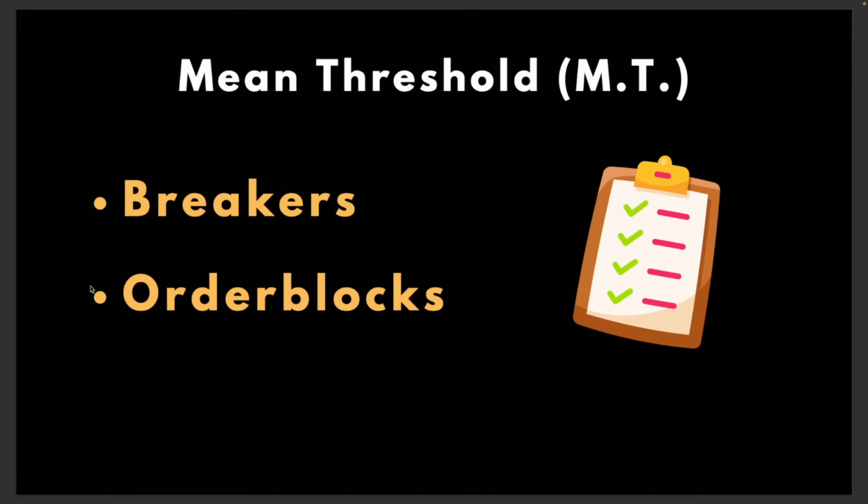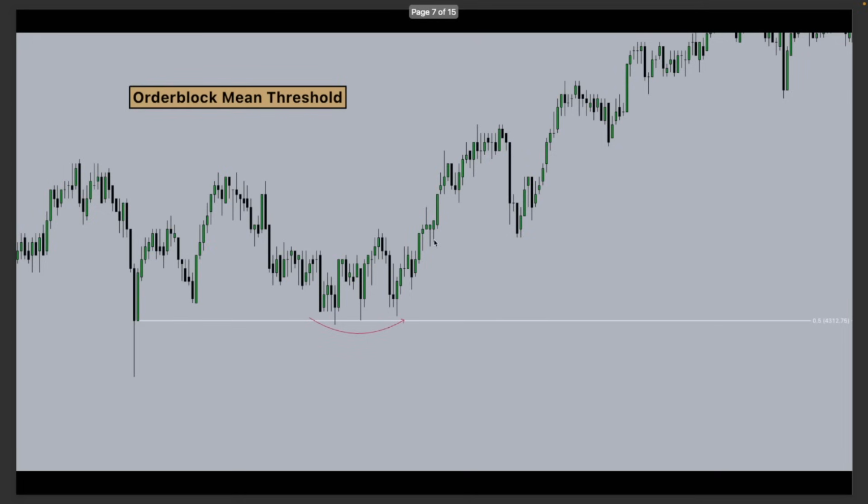So continuing with algorithmic signatures, now we will look at mean threshold, which is just the same thing as consequent encroachment, the 50% level, but we just classify that with breakers and order blocks, okay? So looking at this example, this is a 1 minute chart, and we're going to expand on this price action here, right? It looks like chop, it looks random right now, but we're going to take a deep look into this, into some of the more advanced concepts, and build onto this.